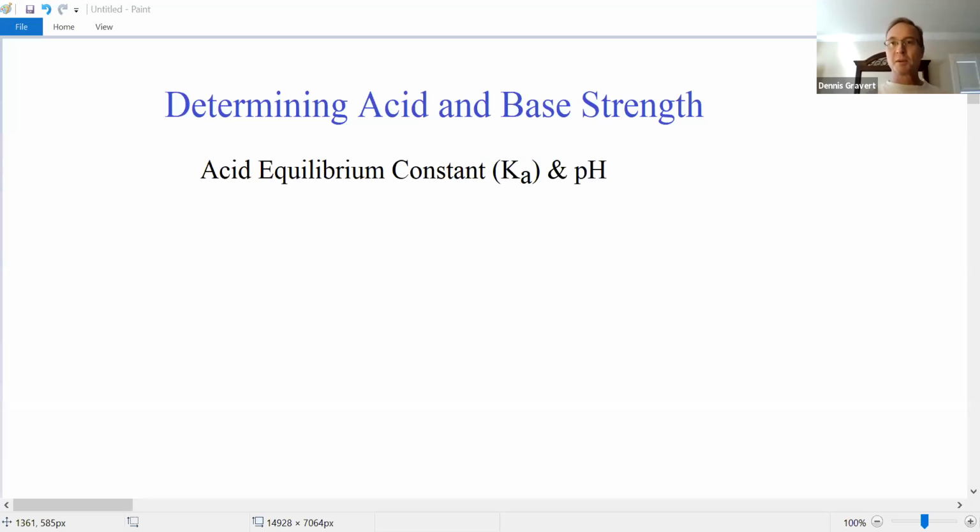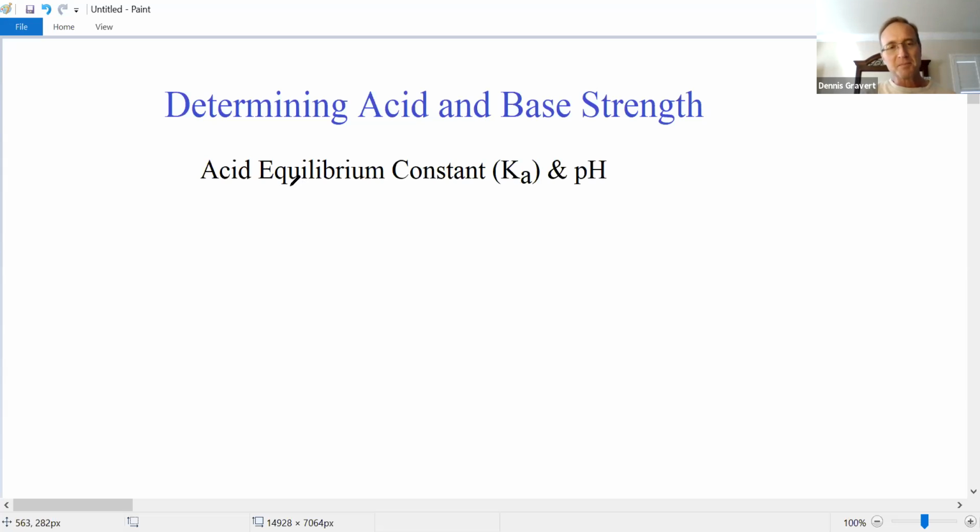Hello again. Today we're going to talk about acid and base strength, or specifically two ways to find the strongest acid or the strongest base and have a measurement of that. All right, let's take a look. Okay, determining acid and base strength. So let's look at the acid equilibrium constant.